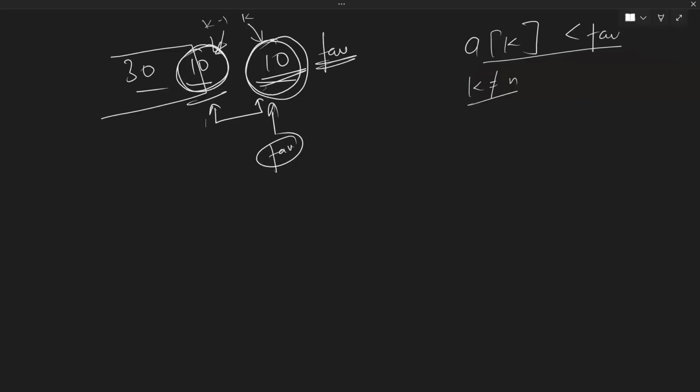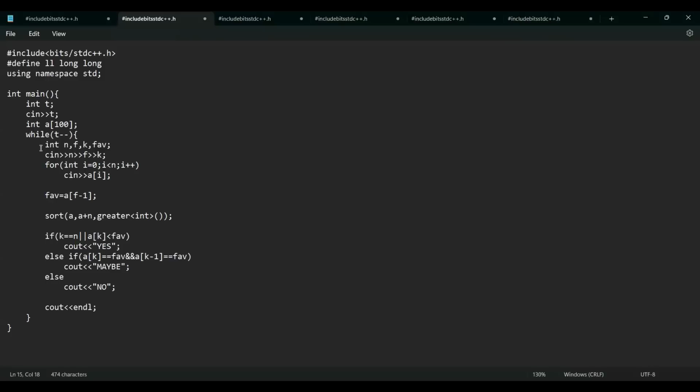Okay, so let me show you the implementation. So this is the implementation. First, we have taken n, f, and k as input. Then we have taken all the values of these cubes after rolling them. This is the value for the cube which was favorite, this f-th cube. Why f minus 1? Because indices are starting from 0. This we have sorted in non-increasing order.